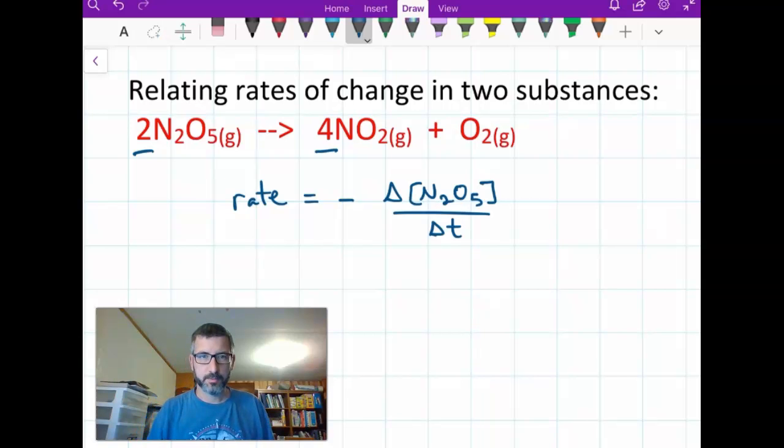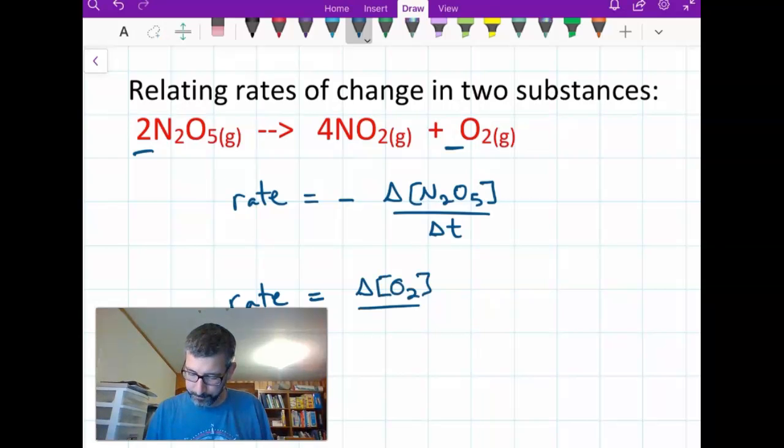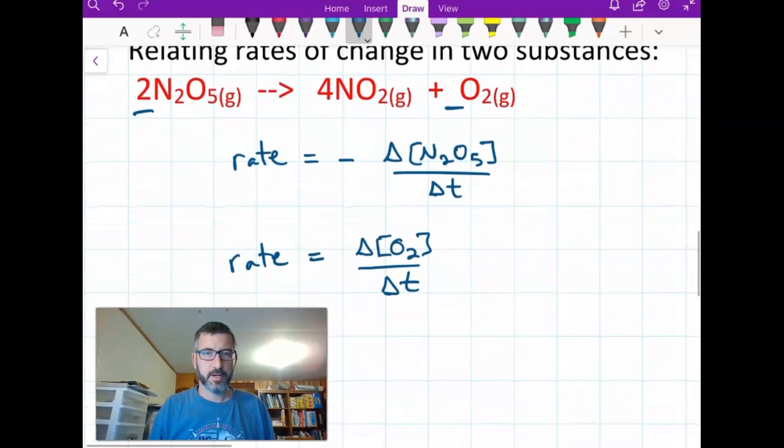I could also express it in terms of, well, let's go to the O2. I think that'll be a simpler example. I could also express the reaction in terms of this oxygen, which has a coefficient of 1. So I could say, all right, the rate of this reaction is equal to the positive change in concentration of oxygen over time. So it's positive because it's a product, it's going up.